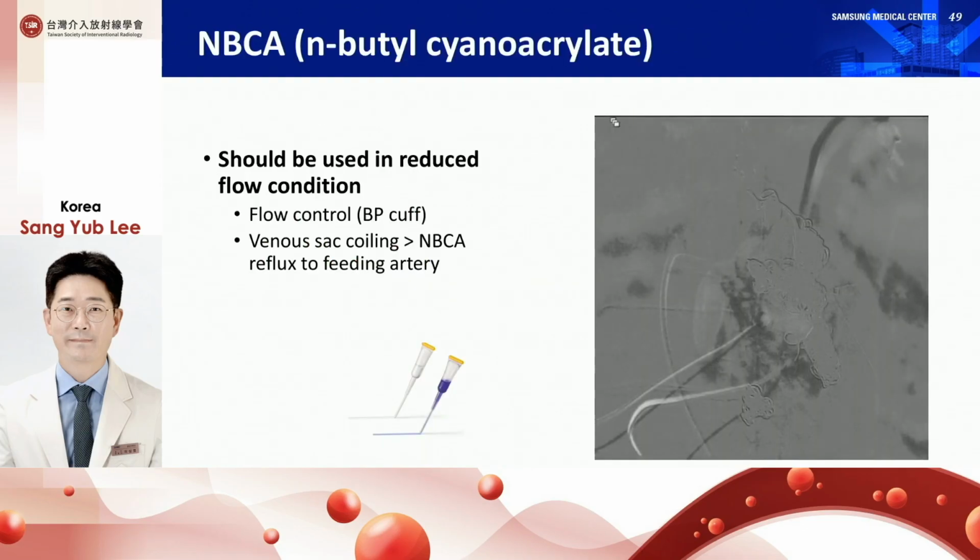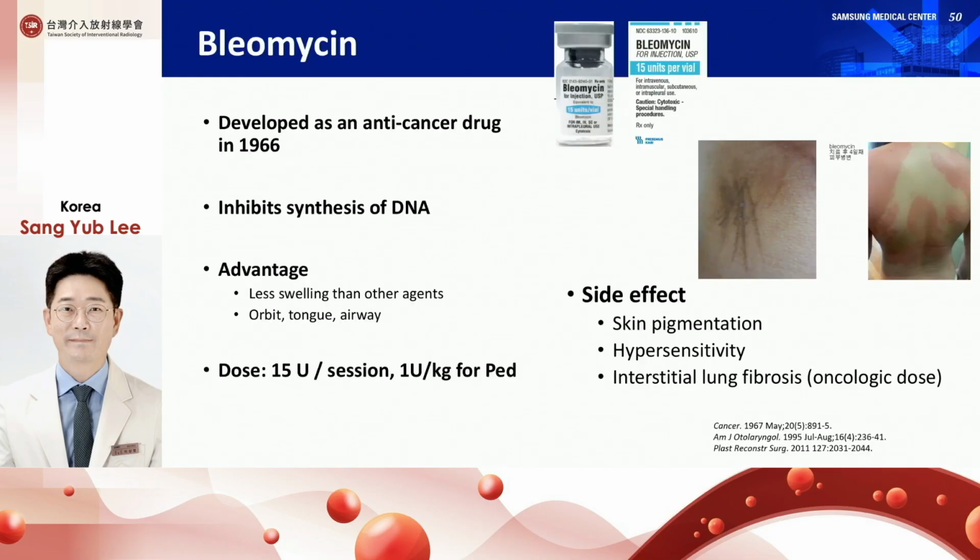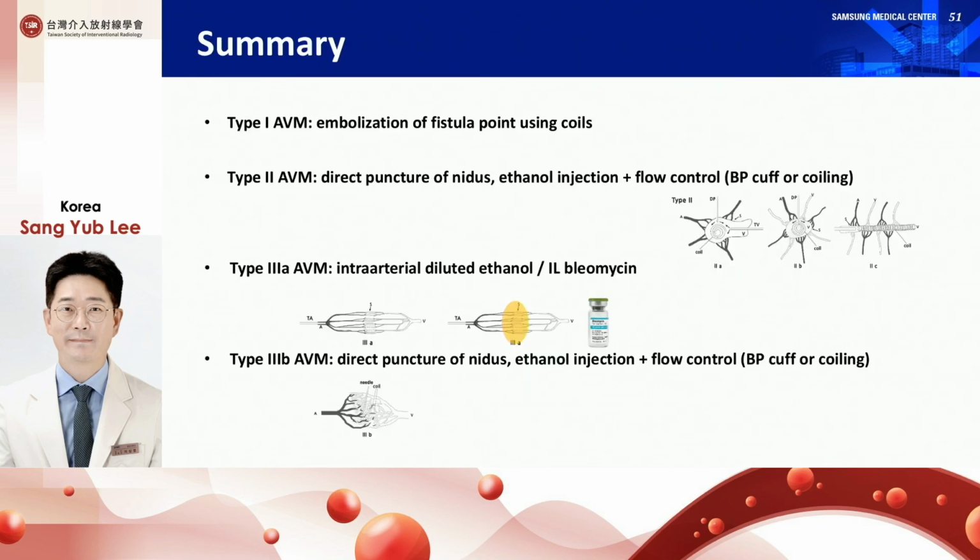Glue can be alternatively used when ethanol is not possible or the total dose of ethanol exceeds our criteria. And bleomycin is a chemotherapeutic agent. It is effective for vascular anomalies. However, this drug has side effects. The most common one is skin hyperpigmentation and hypersensitivity. However, interstitial lung fibrosis has not been reported in vascular anomaly sclerotherapy series.